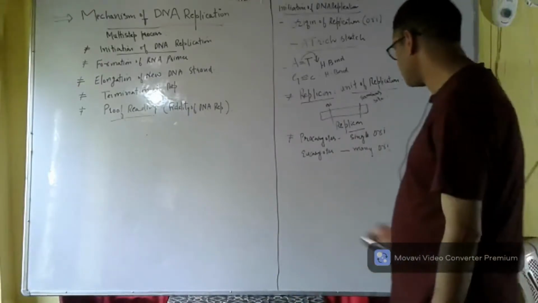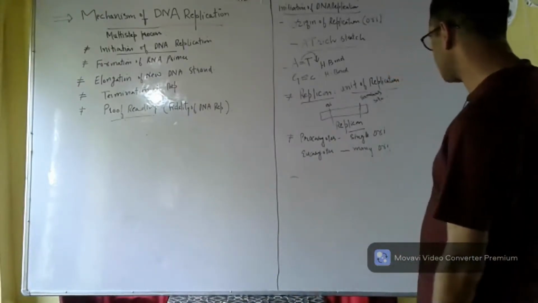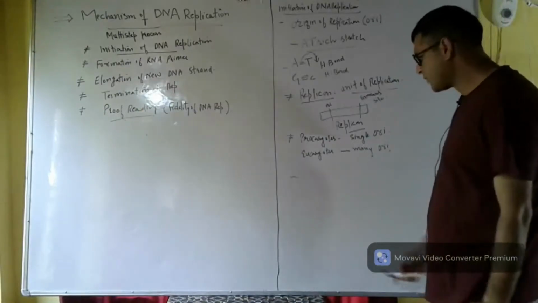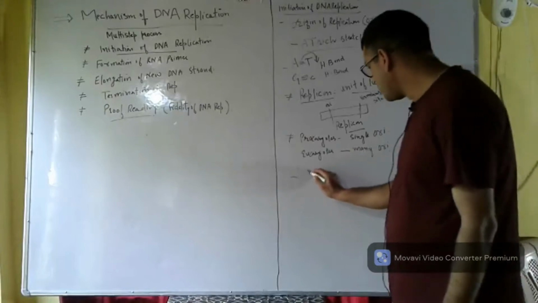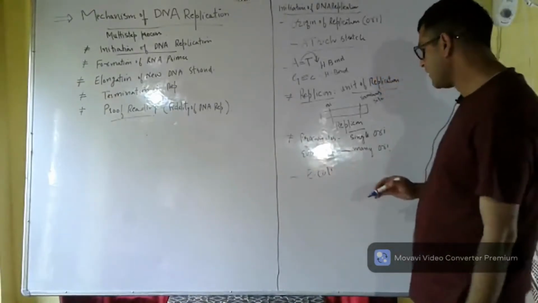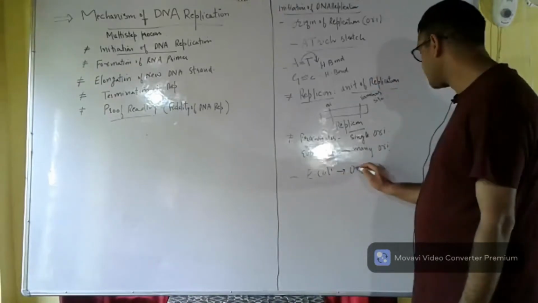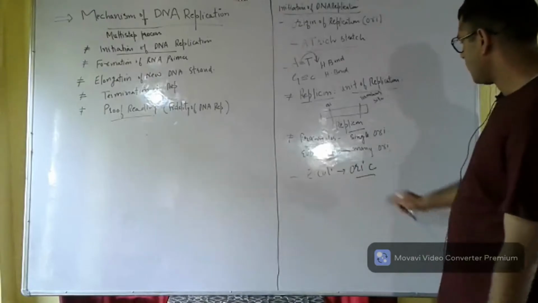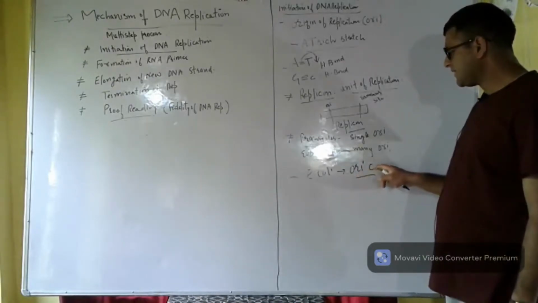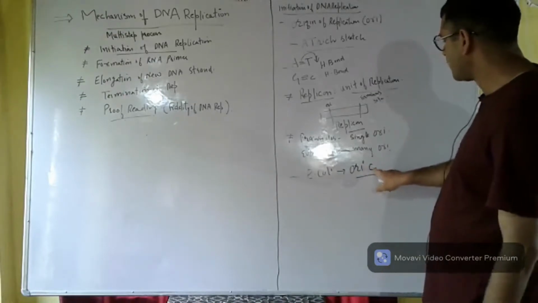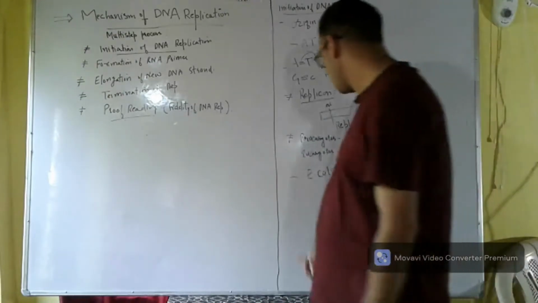So this is the single origin of replication in prokaryotes, and in case of E. coli, this origin of replication is called OriC. OriC represents the origin of replication in Escherichia coli.